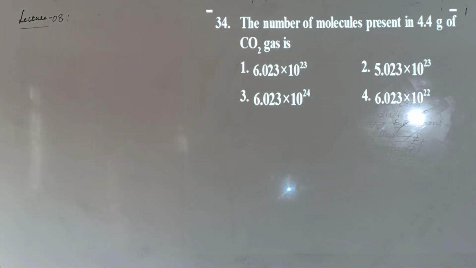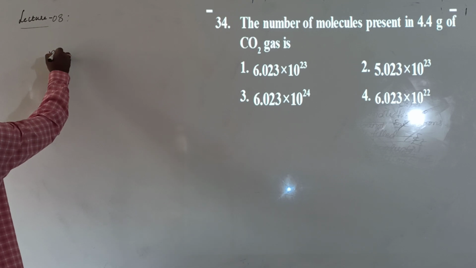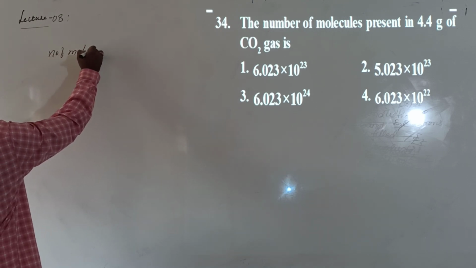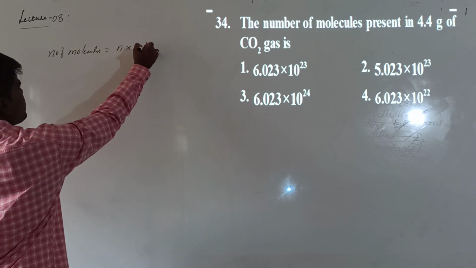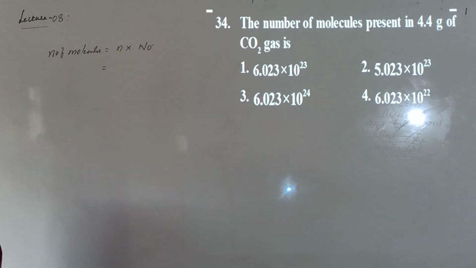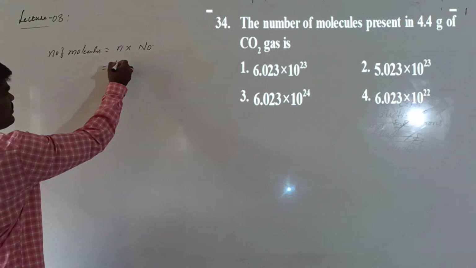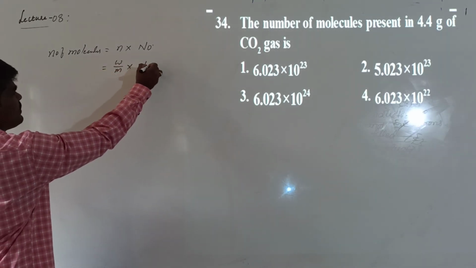The number of molecules present in 4.4 grams of carbon dioxide is. How to calculate the number of molecules? Simple. The number of molecules is always equal to the number of moles times Avogadro number. How to find out the number of moles? The number of moles is calculated as weight upon molar mass, times Avogadro number.